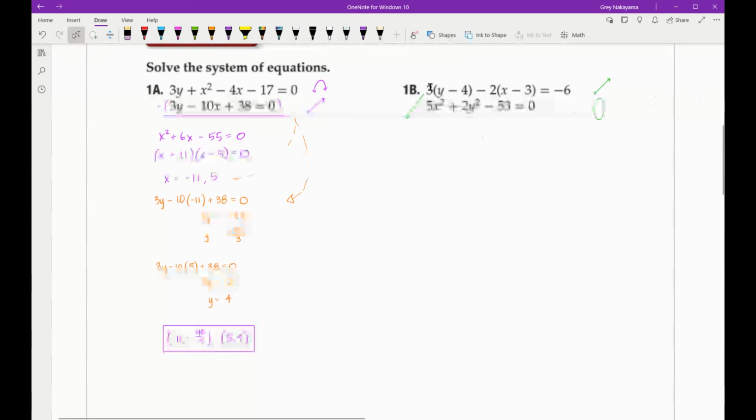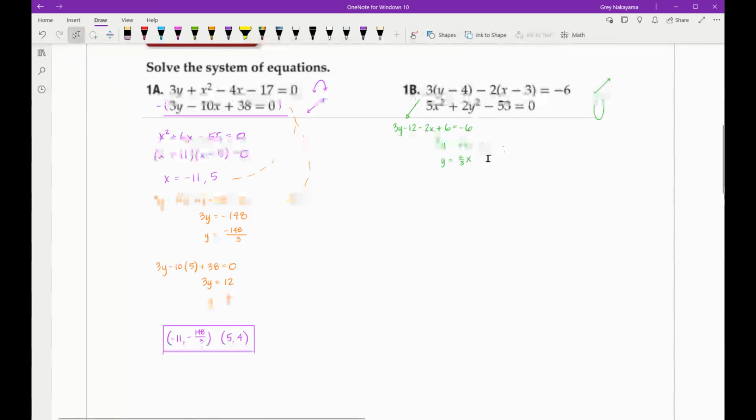So I'm going to take this first equation and I'm going to simplify it down. So I have to distribute to get rid of those parentheses. So I got 3y minus 12 minus 2x plus 6 equals negative 6. And I'm going to solve that. And if you notice what happens, negative 12 plus 6 and minus 6, those all go away. So I'm left with 3y equals 2x, and therefore y equals 2/3 x. And so that's the top equation.